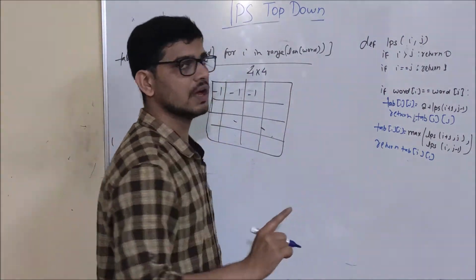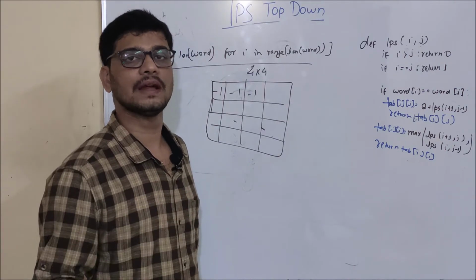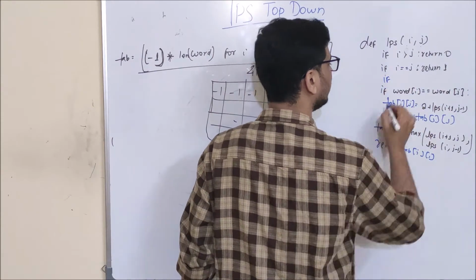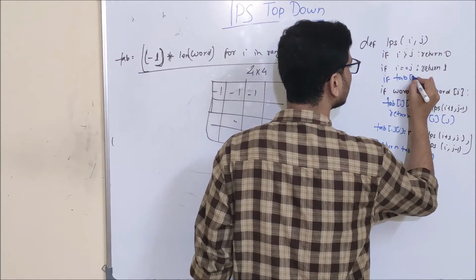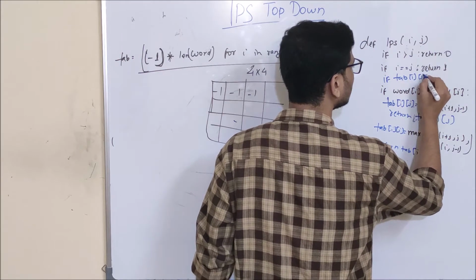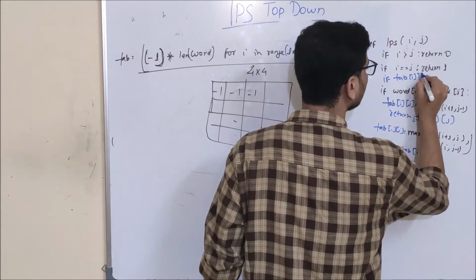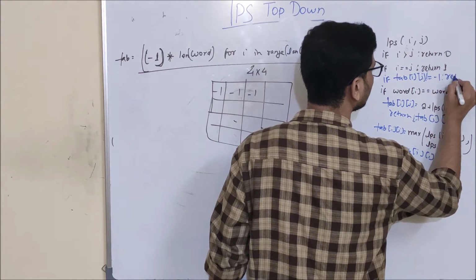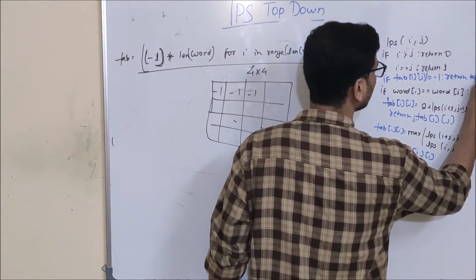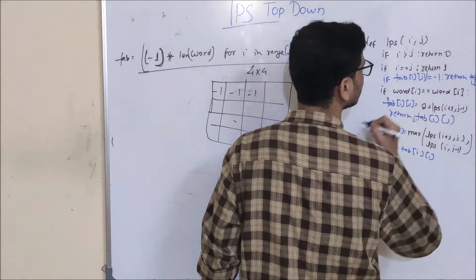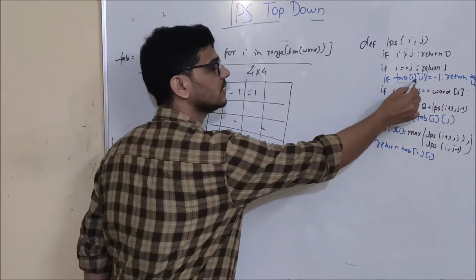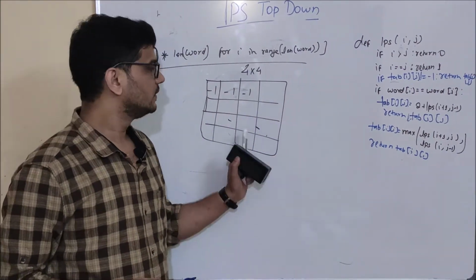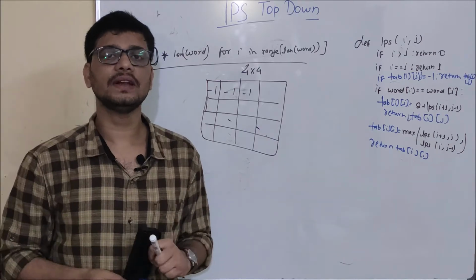And now what are we missing? We are not searching in the table for a value that we have calculated earlier. So I will add one more line, that is, if tab of ij is not equal to -1, then return tab of ij. Okay? So what does this mean? If this check is true, that means we have already updated the value in the table.